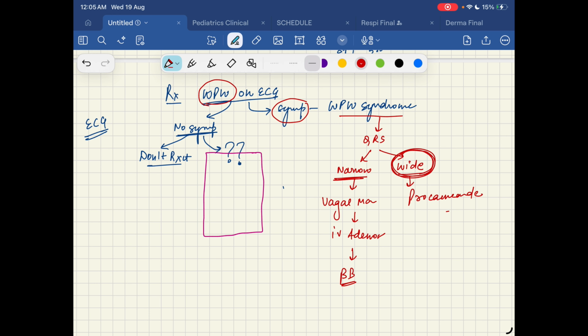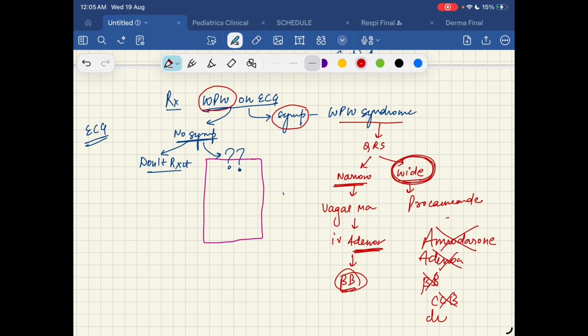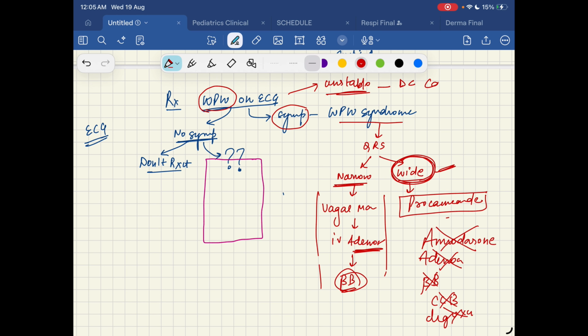So just write down amiodarone and put a big cross over it. Write adenosine, put a big cross over it. Beta blockers, calcium channel blockers, digoxin. You never give them. Just the procainamide in the wide one, and the narrow is similar to that of the vagal maneuvers. And definitely the unstable patient has to be treated with a DC cardioversion, which we have already clarified, how to treat an unstable patient with palpitations or tachyarrhythmias.